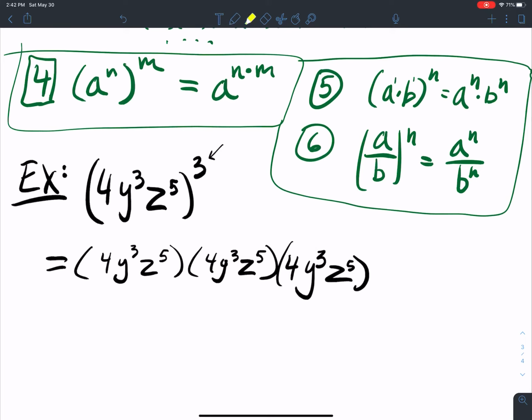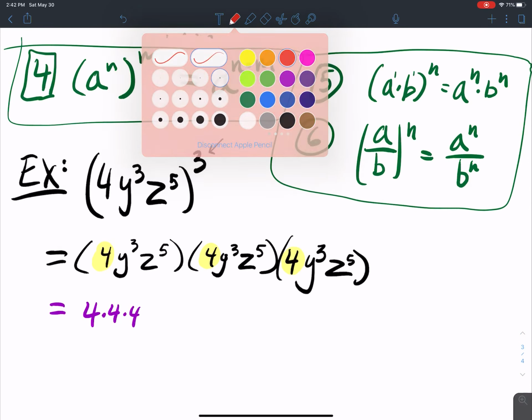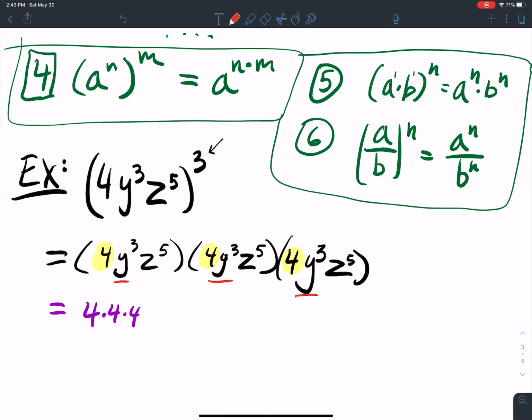Now, when I multiply, I like to multiply my numbers together first. So I've got numbers, those coefficients there in front. 4 times 4 times 4. How many 4s is that? Well, that's 3 4s. So I can write it out as 3 4s like this. Now, what about the next part? y, y, and y. How many y's total? There's y cubed there, y cubed here, and y cubed here. And then last, I've got z's. So z to the 5th, z to the 5th, and z to the 5th there.